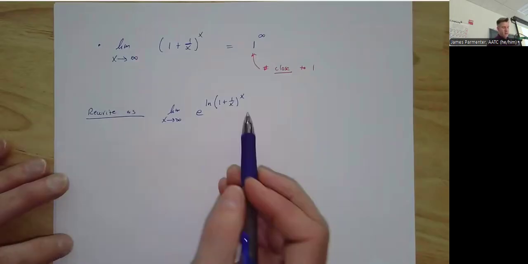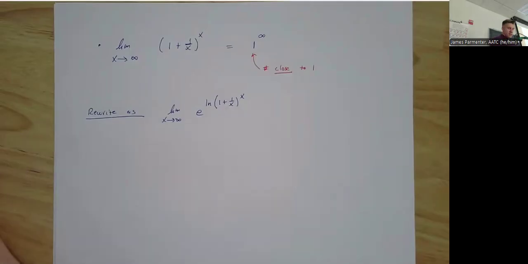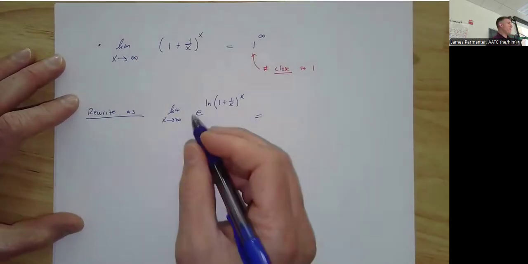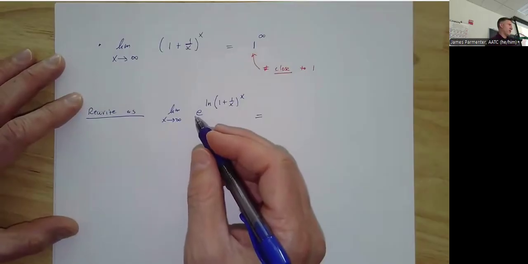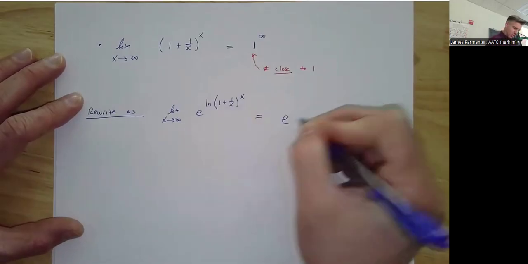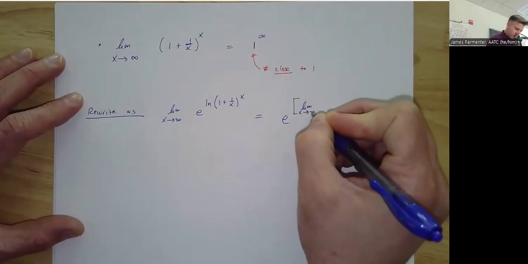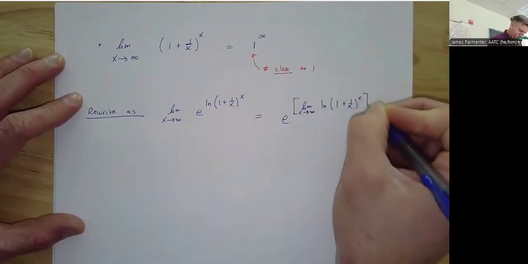And then you can either deal with this whole thing the whole way, but what most people end up doing is they say, well, first of all, this is going to equal, the e part here is not really important. I mean, it's important, but it's not affecting anything other than the overall value. The variables are all here, so you can rewrite this as e to the limit as x goes to infinity of the natural log of 1 plus 1 over x to the x power.